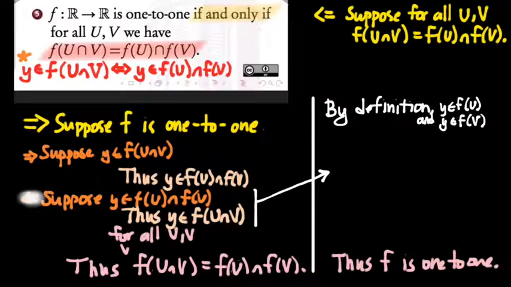So if I go forward, I can use that definition to now say, thus, there exists an x in u such that f of x is equal to y. Right? And if I apply the same logic using y belonging to f of v, what do I get to conclude?